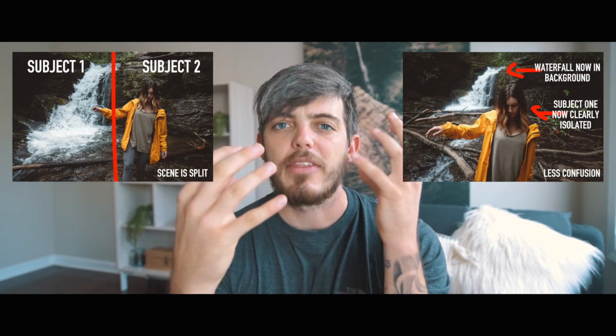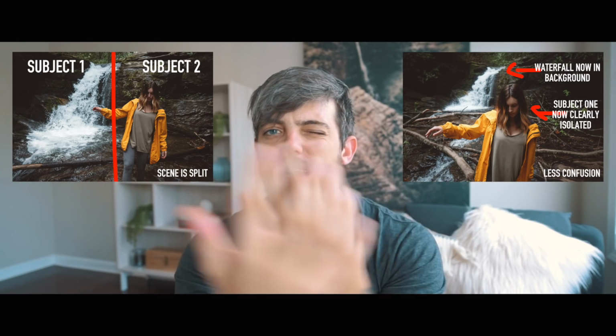Whereas before we had the waterfall and Katie both basically on the same plane of the photo. So now we've created two layers in the image. We got the waterfall in the back, her in the front. This just makes a much more appealing and easy to understand image when you're looking at it.